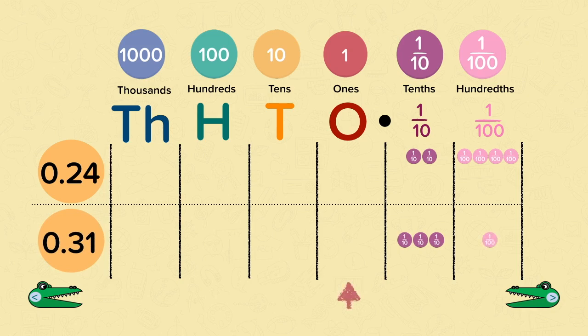So both numbers have got nothing in the ones column. So we move on to the tenths. 0.24 has got 2 tenths and 0.31 has got 3 tenths. 3 tenths is more than 2 tenths, so 0.31 must be bigger. It doesn't matter that 0.24 has more hundredths because hundredths are less than tenths.